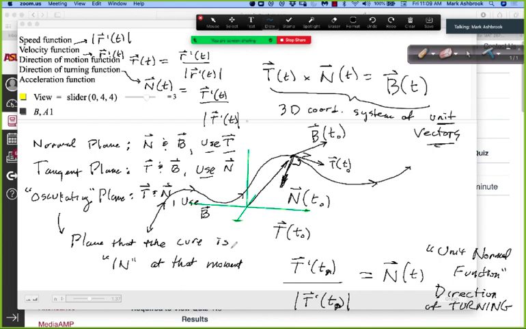So let's practice. I have an animation with a different curve, and we can practice figuring out what these are and what the three planes are. So before I erase, any questions?